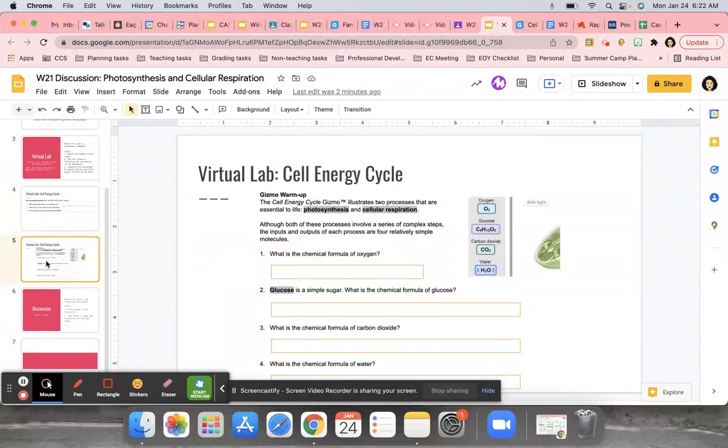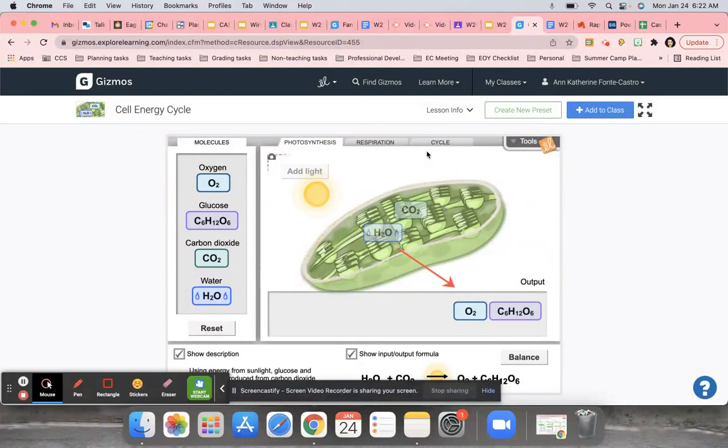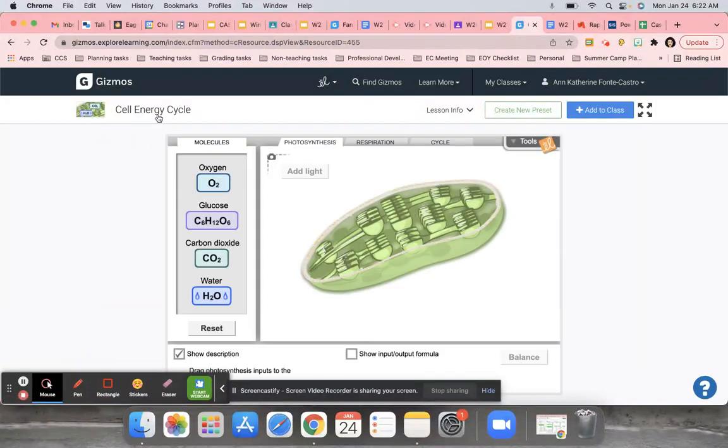All right, now let's move on to the Gizmo warm up. At this point, please open your Gizmos on cell energy cycle. It should look like this. You should be familiar with this organelle if you did the Cell Alive scavenger hunt. This is an organelle called the chloroplast, and it can only be found in plants and other photosynthetic organisms, such as algae and some bacteria.